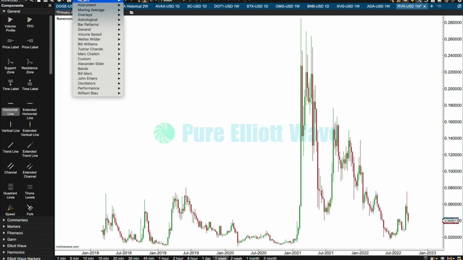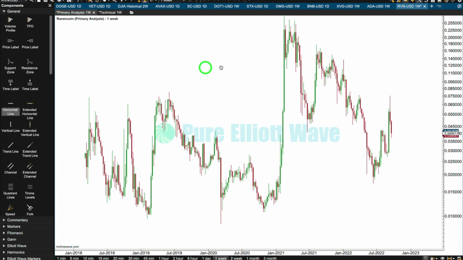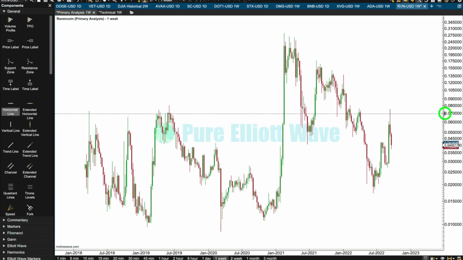Let's view it on a semi-log scale so it makes sense and we can work with this data. I'm going to start with the weekly chart first and then move to daily, and I'm going to start my wave count here at the low. You have to start your wave count at a price extreme. I would label this possibly a corrective movement complete down here.